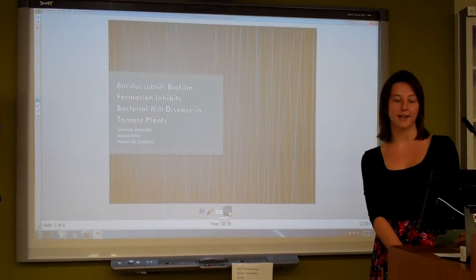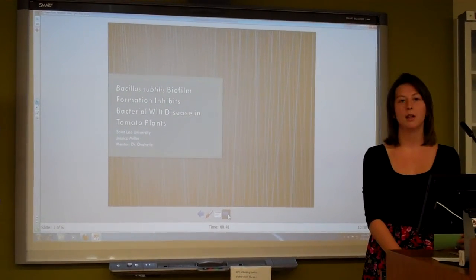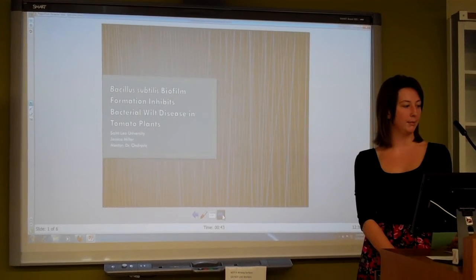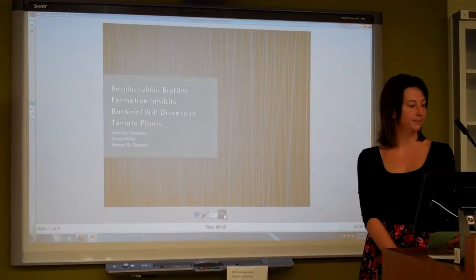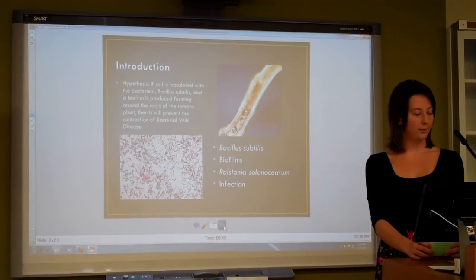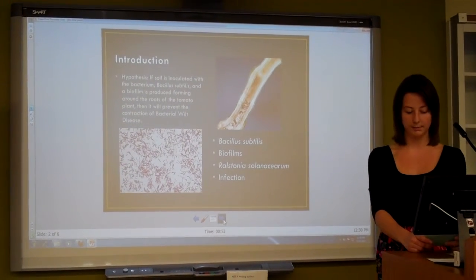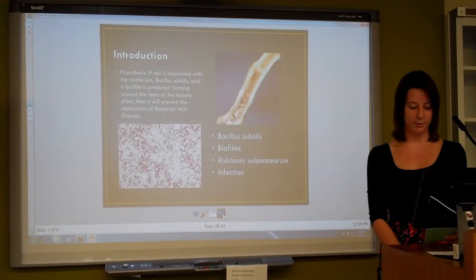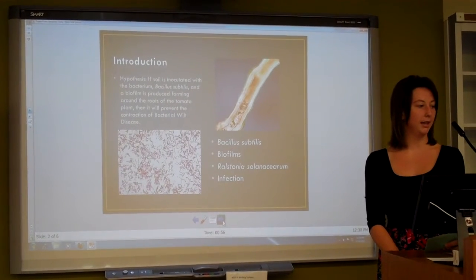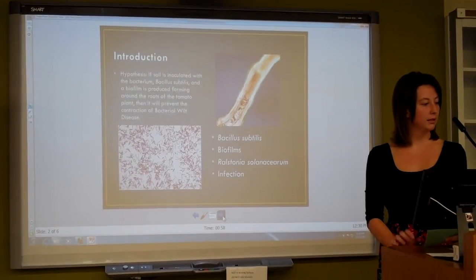I'm JMiller, and I'm going to be talking to you about how biofilm formation will inhibit bacterial wilt disease in tomato plants. So my hypothesis is if I'm able to inoculate soil with Bacillus subtilis, then a biofilm will be produced, which will ultimately inhibit bacterial wilt disease.